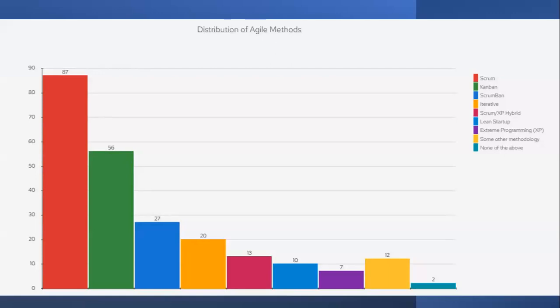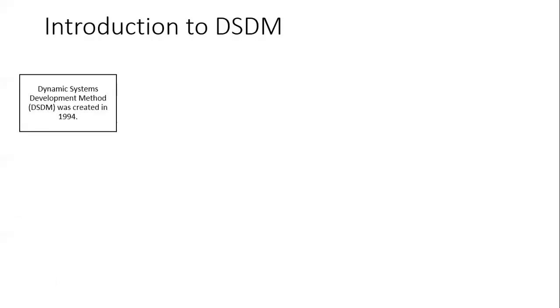So Scrum is extremely dominant, followed by Kanban, followed by the mixture of Scrumban, iterative, Scrum, XP, hybrid mix, lean startup, XP, which is why we are going to talk about XP. And DSDM doesn't show on the map, but a lot of the practices of DSDM, as you'll see, are built into some of the others. So let's have a quick intro to DSDM.